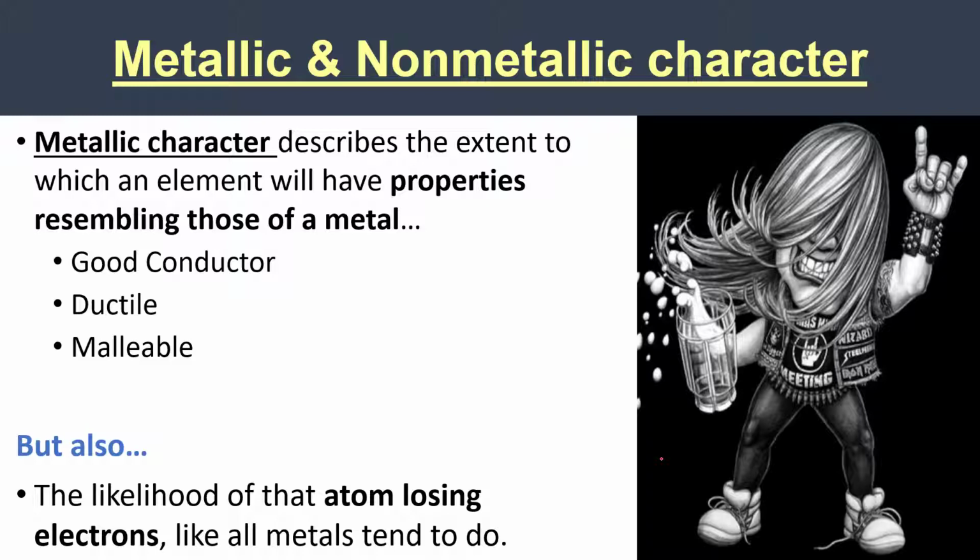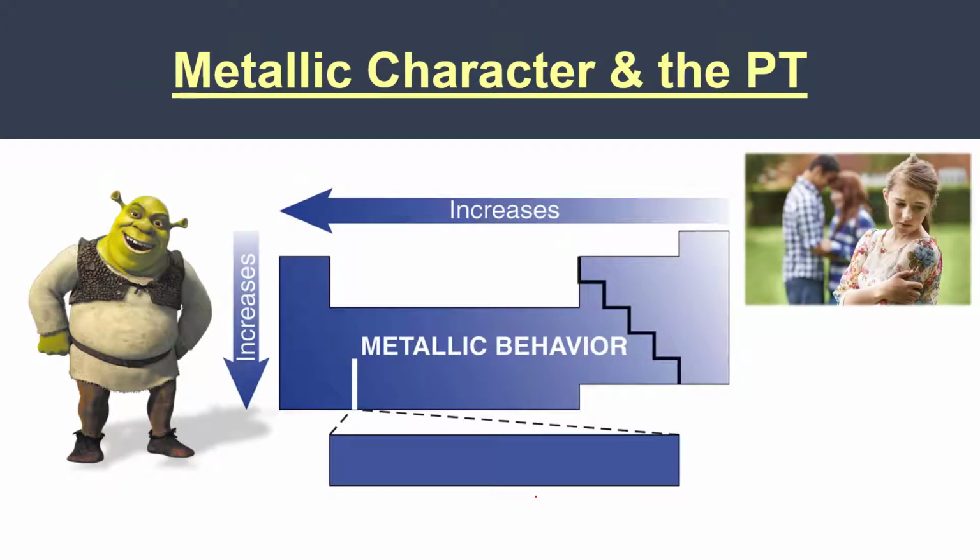And you guys can have a reminder, properties of metals are good conductors, ductile, malleable, hard, shiny, but the most important thing when we talk about metallic character is how likely an atom is to lose an electron, which is a property that all metals have. When we look at this, you guys should know that metallic character is going to increase as we go right to left on the periodic table.